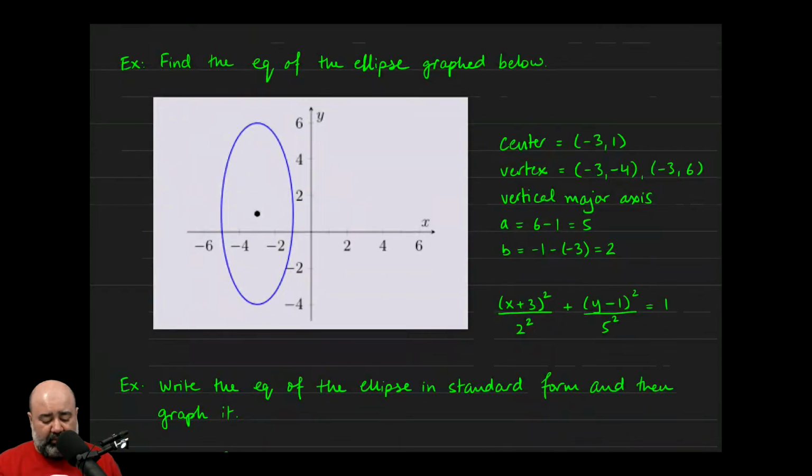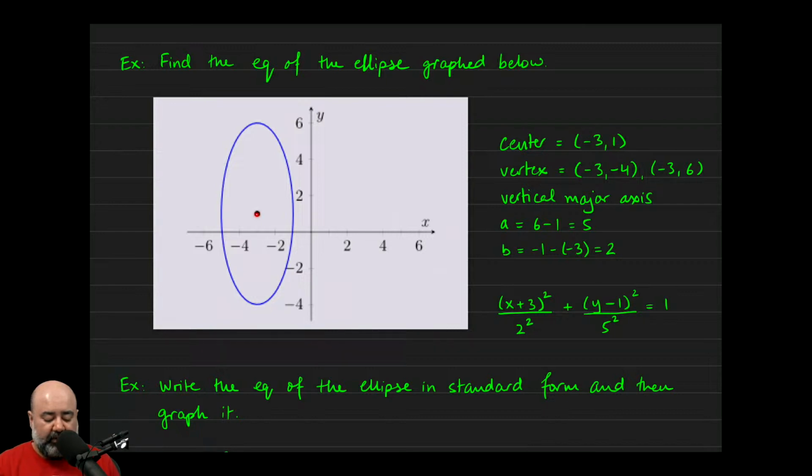So let's say we're given the graph of an ellipse and we're asked to translate that into an algebraic equation for it, similar to the types that we saw earlier. In this case, we can start looking at the center first. The center is at (-3, 1), so we write that down. The vertices are up here, so (-3, 6) and (-3, -4). So we write those two pieces of information down next. It's stretched vertically, so it's going to have a vertical major axis.